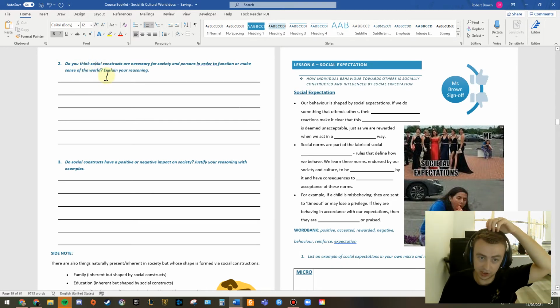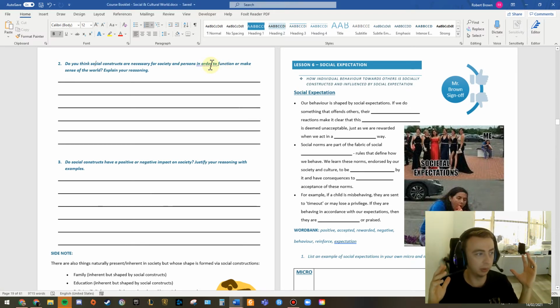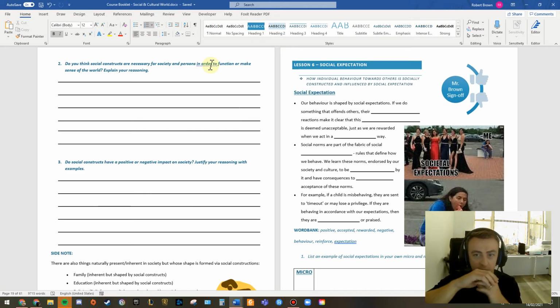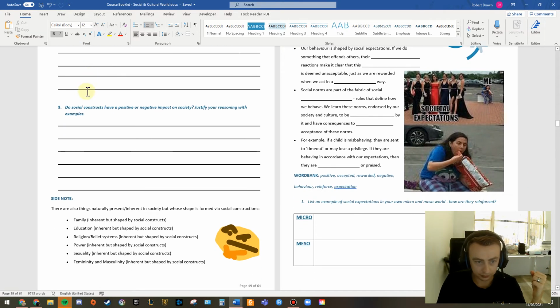As long as you can justify and back it up, that's more what we're after. Do you think we need these social constructs in order to function and make sense of the world? Did we come up with them because we were going insane about not having everything in its little box and everything has its little meaning? Or was it created, do you think, for authorities who are at the top to have more control over people, or whatever it is? Explain your reasoning there.